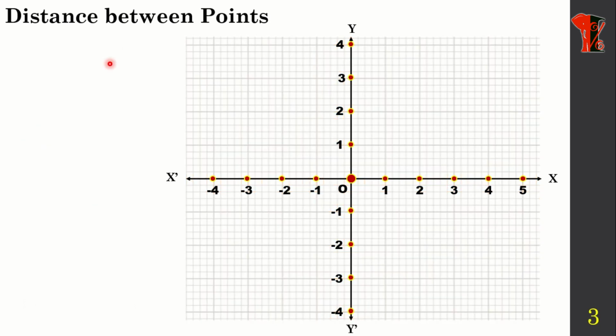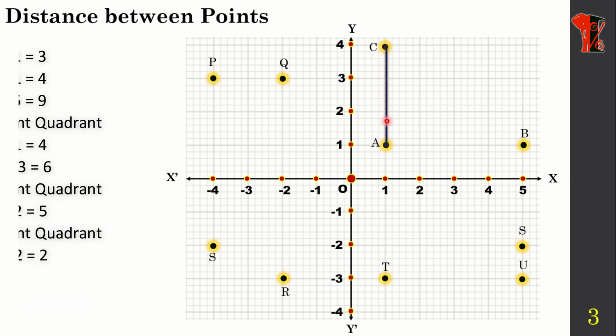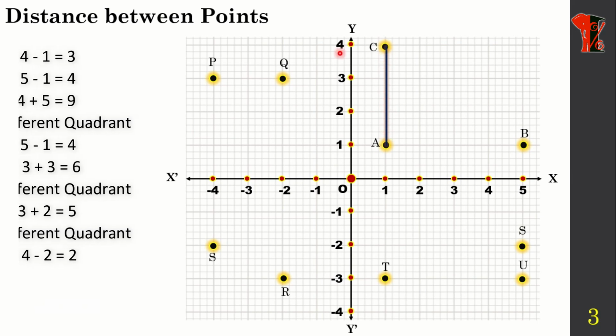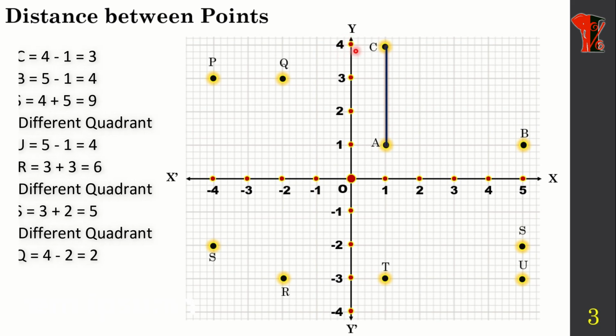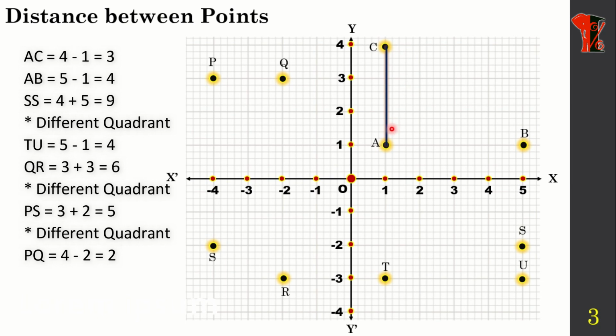Next is distance between the points. Let us take some points here. Now if I want to find the distance between A and B, see, this is 1 centimeter, 1 centimeter, 1 centimeter. That means the total is 3 centimeters. Another way we can find it is like this: 4 minus 1 will give you 3 centimeters, or we can say 3 units.